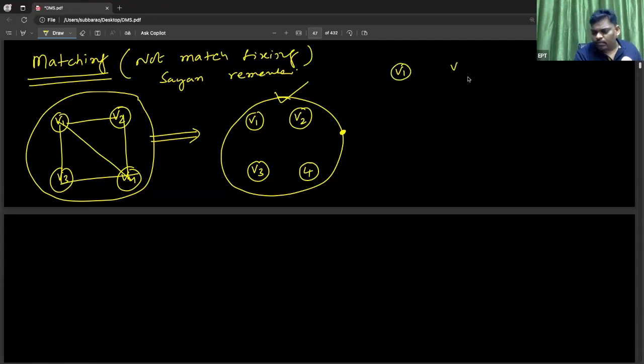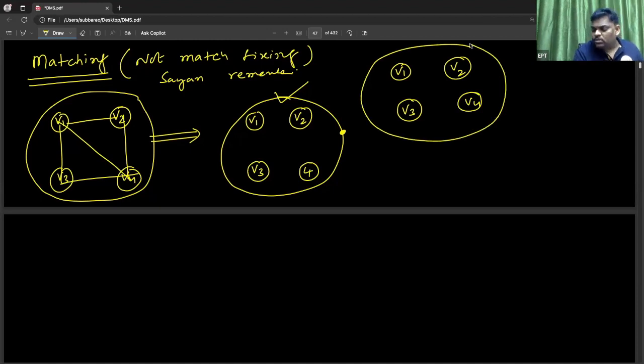First of all, it should be a subgraph where all vertices should be there. Okay, so one matching I already gave. One more matching I am giving. Can you observe this? All vertices should be there, where every vertex degree is at most 1. So it is also a matching.